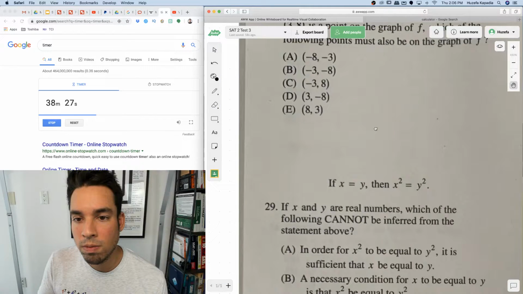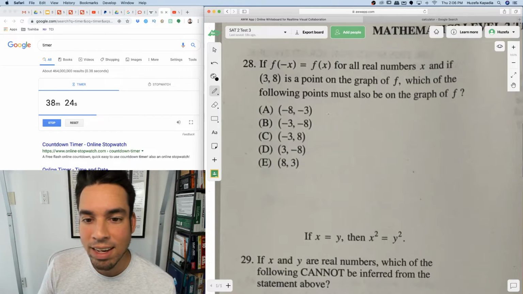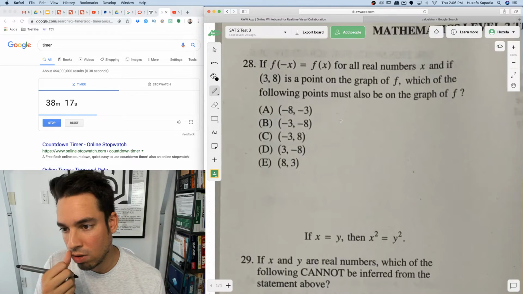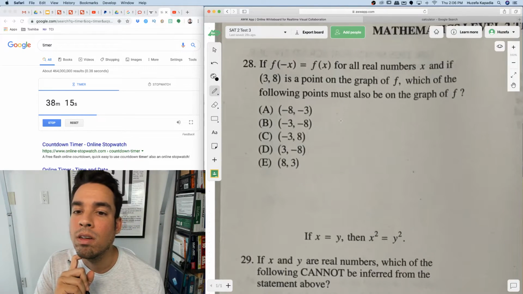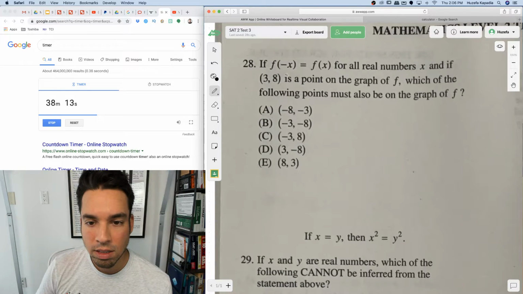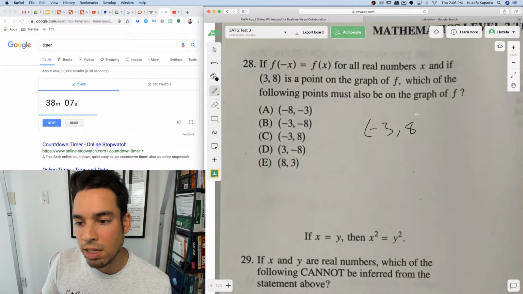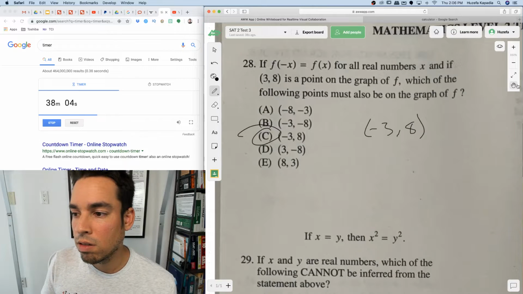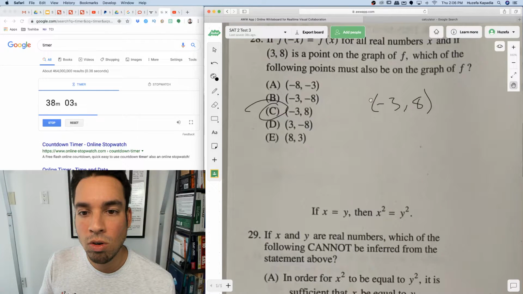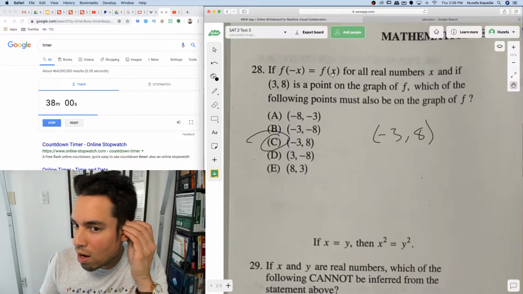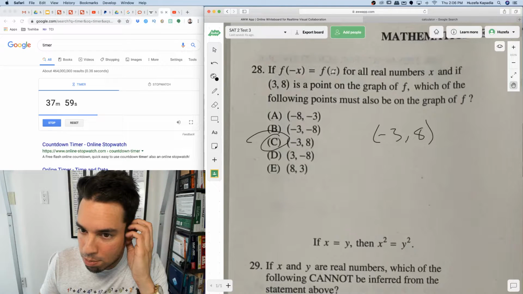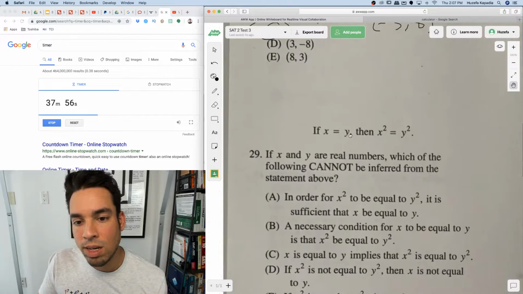Okay. If f of negative x equals f of x for all real numbers x, and if (3, 8) is a point on the graph of f, which of the following points must also be on the graph of f? Hold on. Oh, I got it. It's the same. So if I plug in a negative x, I get the same as if I were to plug in a positive x. So it'd be (-3, 8). That's all this is saying. You plug in a negative x, you're going to get the same y values as if you had a positive x. So they said f(3) is 8, then f(-3) has to equal 8.